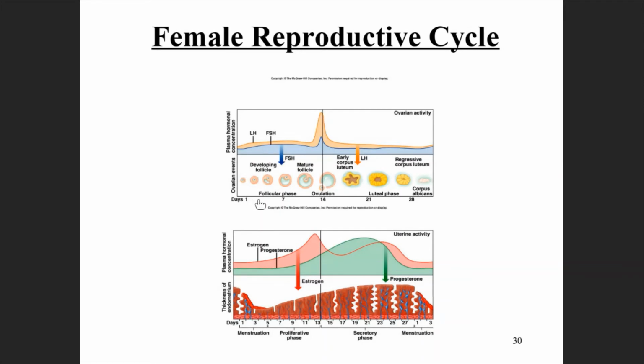Okay, the first 14 days is known as the follicular phase. Why is it called the follicular phase? It's because it is ruled by the FSH, right? So FSH stimulates the follicle development. The level is very high, so the follicle is still growing. Okay? So follicle development starts from the primordial follicle.